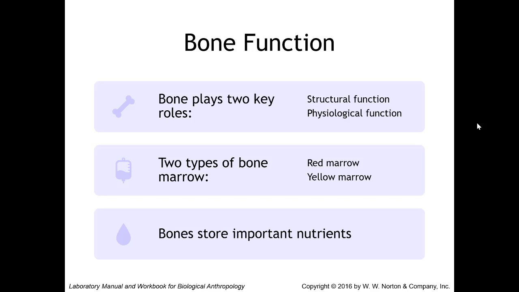So the function of bones. Bone plays two key roles in our body. It has a structural function and a physiological function, right? The structural function is that muscles attach to the bones and give them the structural support that they need. It also provides a system of levers that the muscles can use to move the body. It also acts as a protective structure for your organs. An example is the ribs protecting the heart and the lungs. That is your structural function.